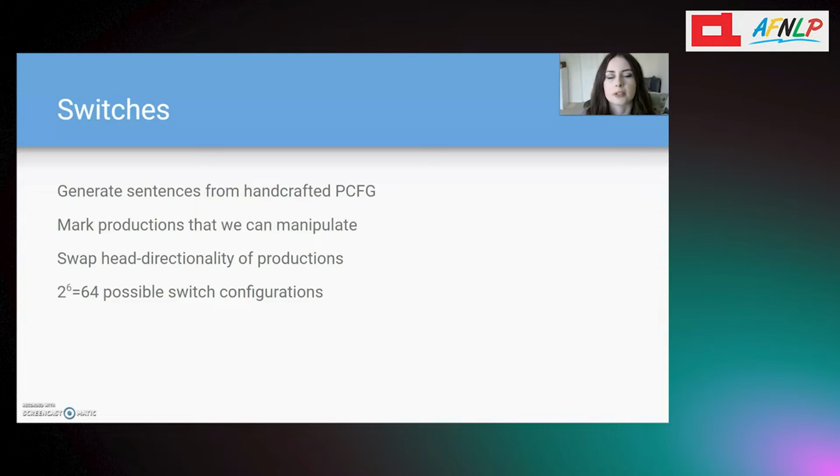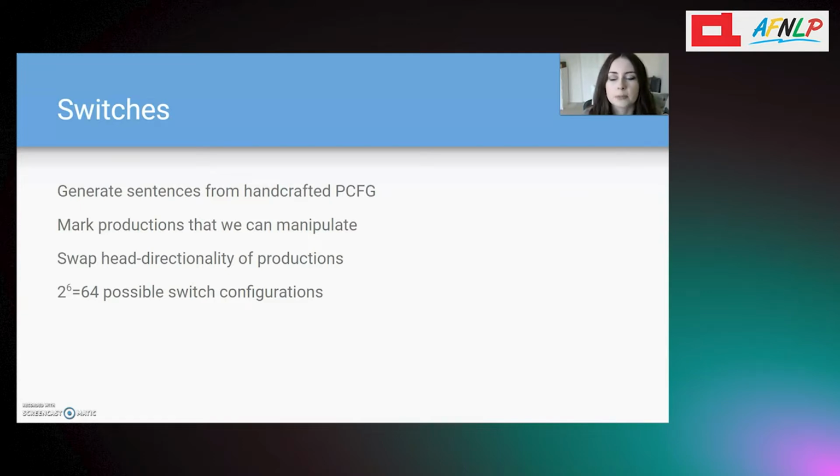So for example, if an adjective comes before or after a noun in a noun phrase. So we started out by handcrafting a probabilistic context-free grammar. This was our base grammar, and all the productions here were head final. And then we marked the productions whose head directionality we could reverse.